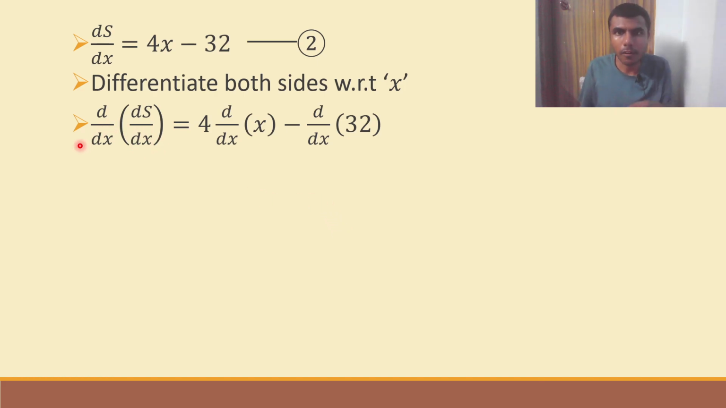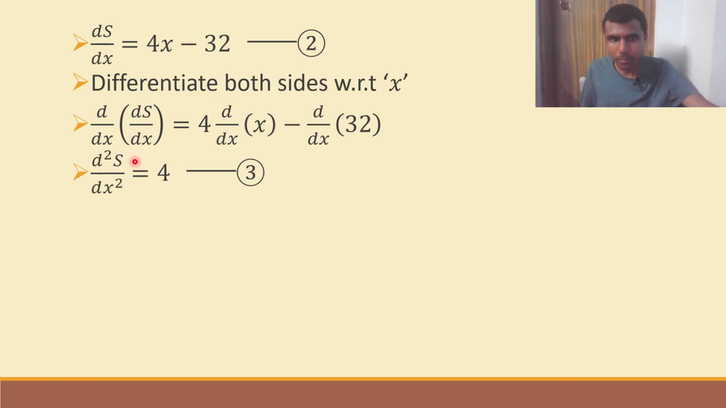Now the LHS, d by dx of ds by dx, is nothing but d square s by dx square. Okay, d square s by dx square is nothing but, as I mentioned, 4 into 1, which is 4. Mark it as equation 3. Fine.